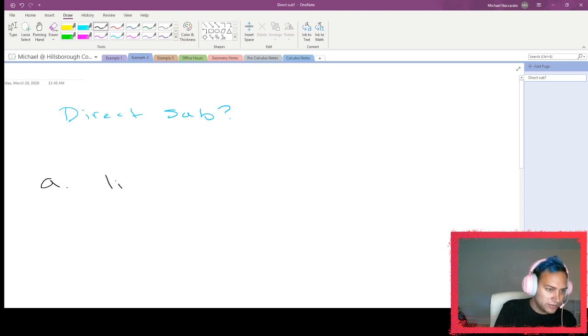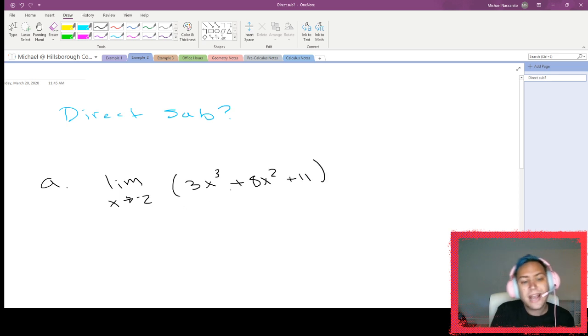The first one, the limit as x approaches -2 of the function 3x cubed plus 8x squared plus 11. Well, what we ask ourselves is, does that have any discontinuities? Is that function continuous? Is there a removable discontinuity or a hole like we called it? Is there an infinite discontinuity where the graph has some sort of asymptote that it trends toward? Is there a jump discontinuity where it suddenly jumps from one spot to a different spot? That function does not have that, right?